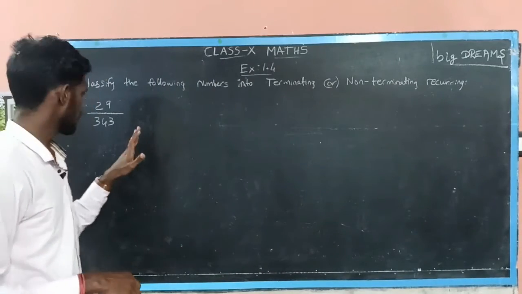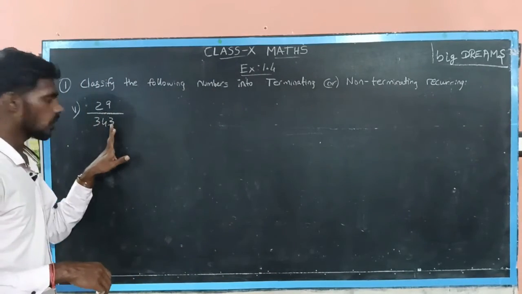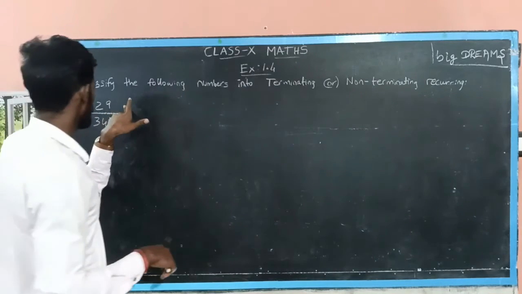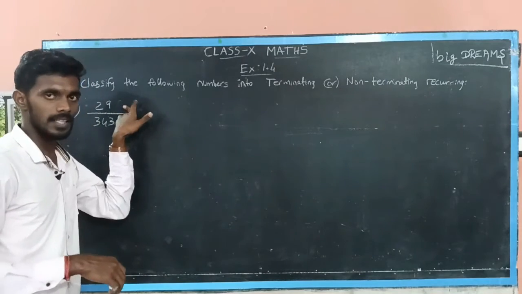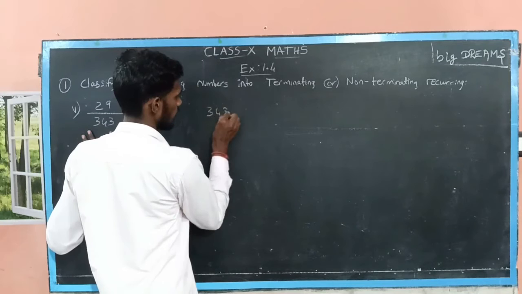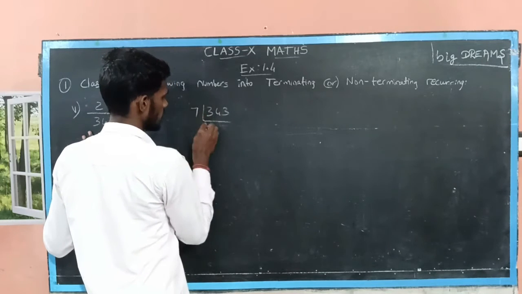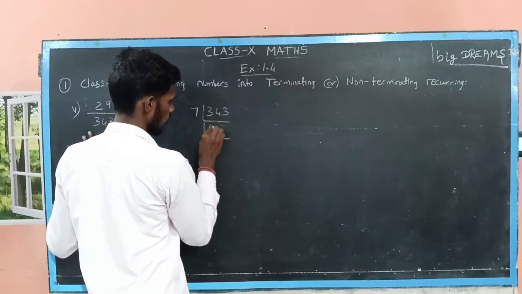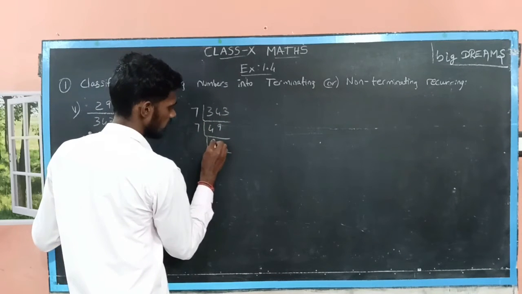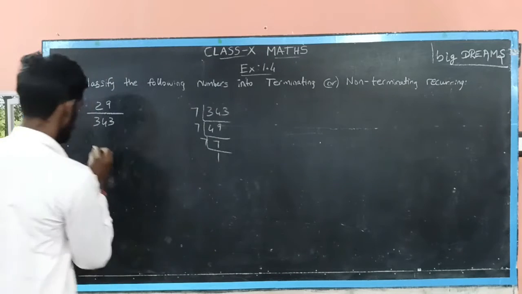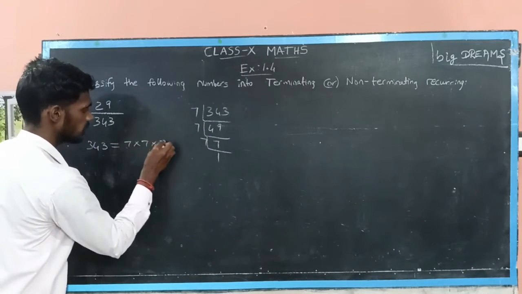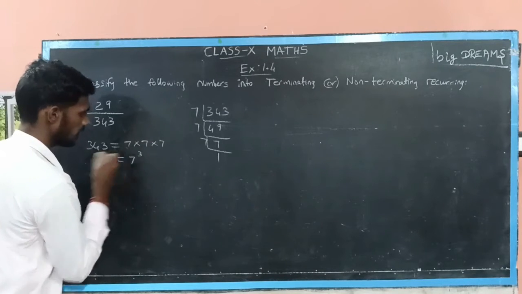Next, the fifth subdivision, 29 by 343. See, both are co-prime numbers, so they do not have any common factor other than 1. So I have to prime factorize the denominator alone. 343, on dividing it by 7, I will get 49, and 49 is 7 times 7. So 343 is equal to 7 into 7 into 7. So it is nothing but 7 power 3.